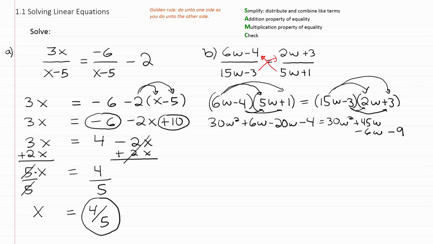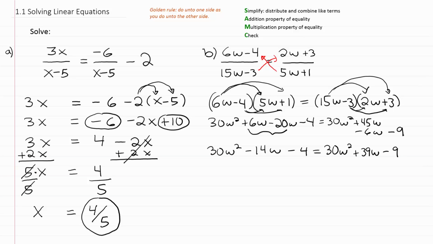Okay, let's combine like terms then. We certainly have like terms on the left here. We can say that that's 30w squared. The 6w minus 20w is going to give you negative 14w minus 4, and that will be equal to 30w squared. 45w minus 6w is going to give you a positive 39w, and you have minus 9. Okay, so we combined like terms on both sides of the equation.